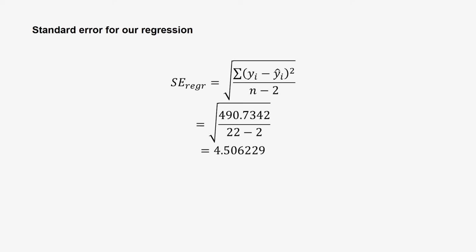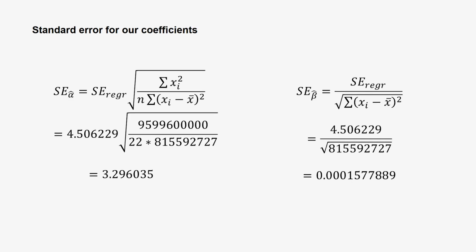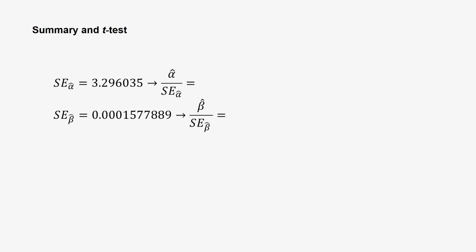Let us now also calculate the standard error for our coefficients alpha and beta. Both of the equations use our previously calculated standard error for the regression, and now we see how much of that standard error belongs to alpha hat and beta hat respectively. In the end, we come up with a standard error of 3.296 and 0.000158 for the alpha and beta respectively. So we have calculated the standard error for alpha and beta.